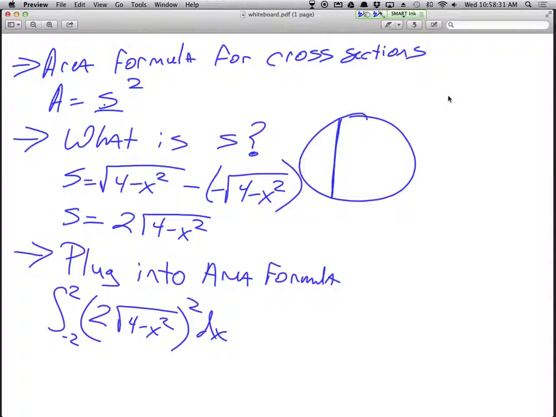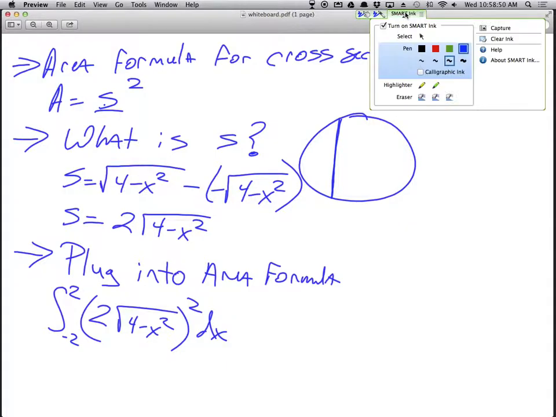So I need the area formula of my cross sections. I need to figure out what my variable is, which is going to be top minus bottom, some variation of top minus bottom. Plug that back into my area formula and integrate it. That's how we're going to find volumes of solids with known cross sections. Okay, so let's finish this one up.